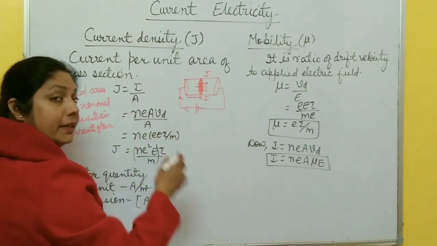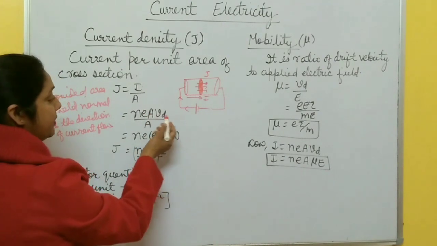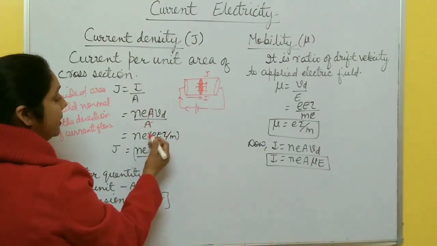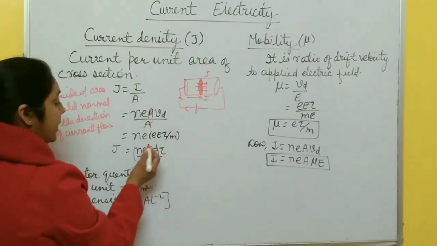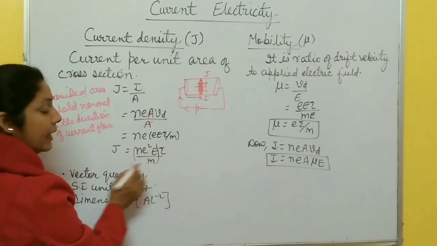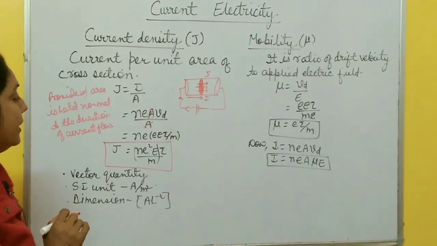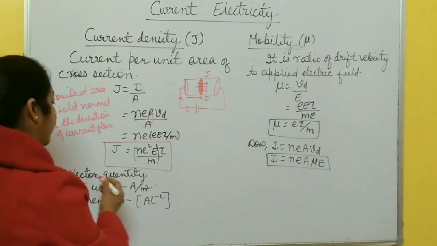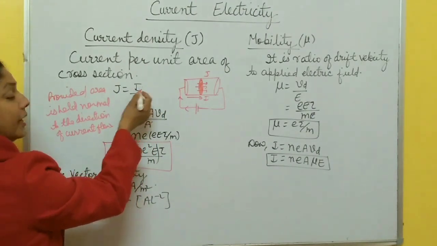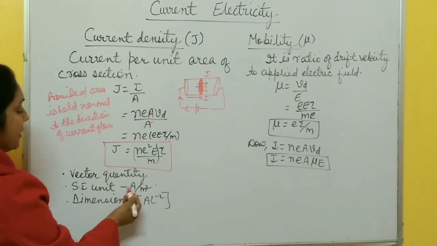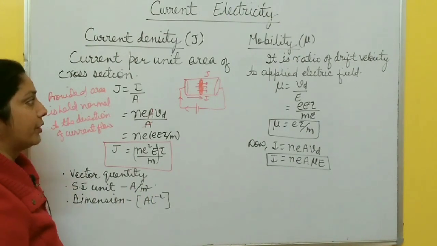What is the value of I in terms of drift velocity? N e A Vd. So you put the value of N e A Vd by A, A cancels, it becomes N e Vd. And what is the value of Vd? eE tau by m, so that it becomes N e square E tau by m. This is the formula for current density. Must remember this one, J equal to N e square E tau by m. It is a vector quantity and its SI unit is ampere per meter square. I is in ampere, area is meter square, so ampere per meter square, dimension is A L to the power minus 2.